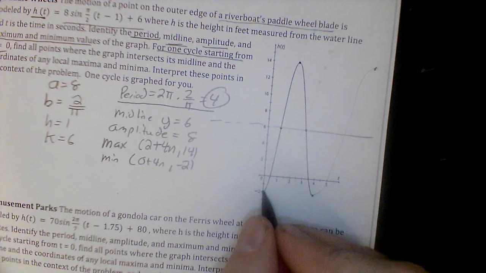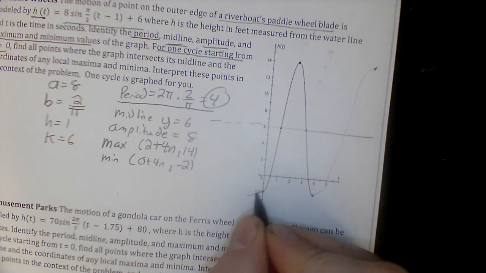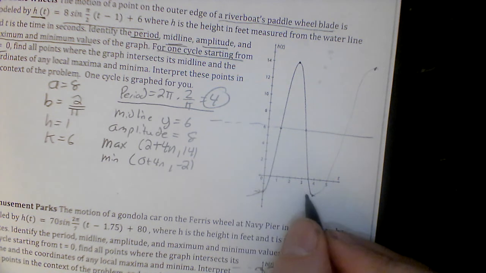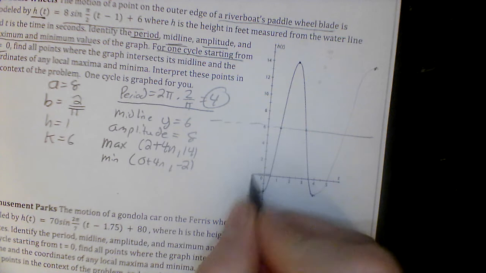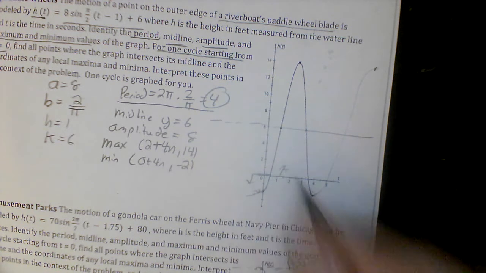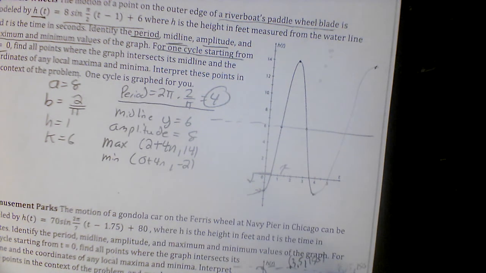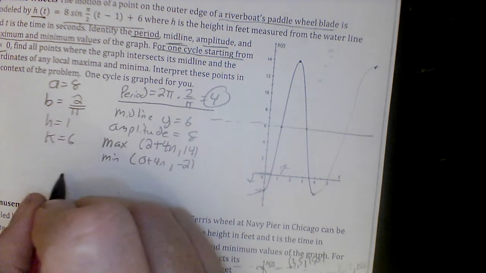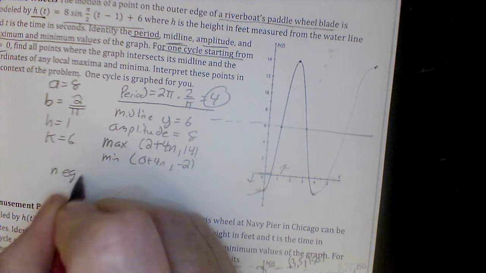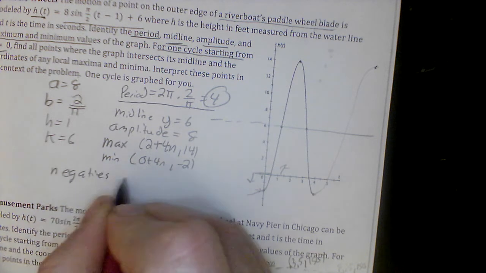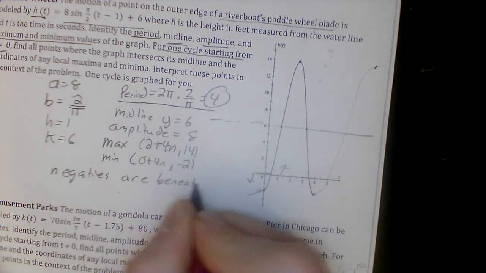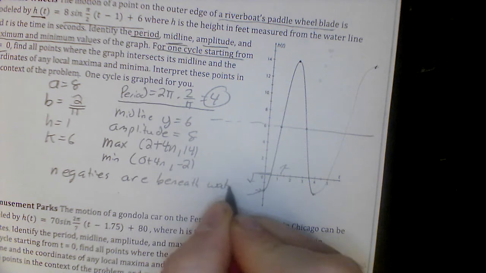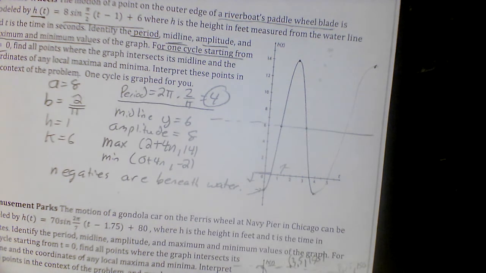Interpret these points in context. Well, this is the point that it's underwater, right? This is the point where it's above water. I'm okay with that. So we'll say negatives are beneath water. Done. Nice and easy, right?